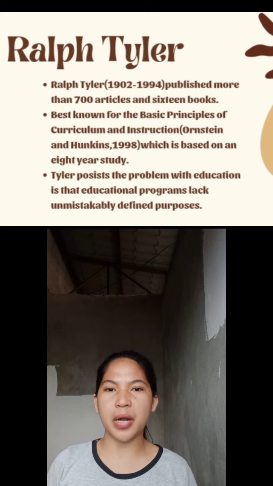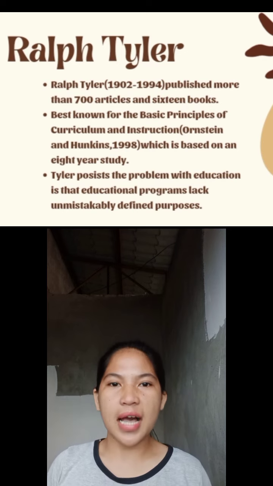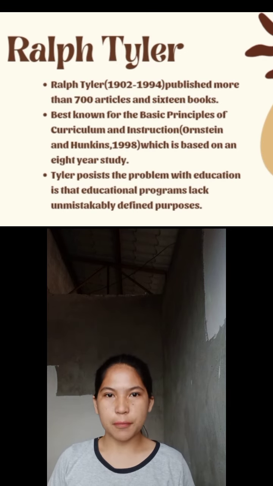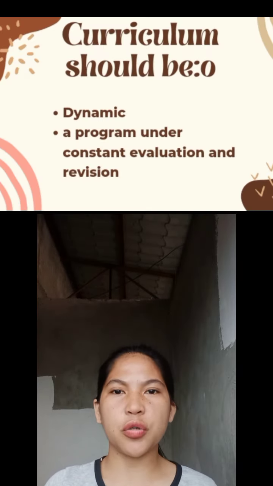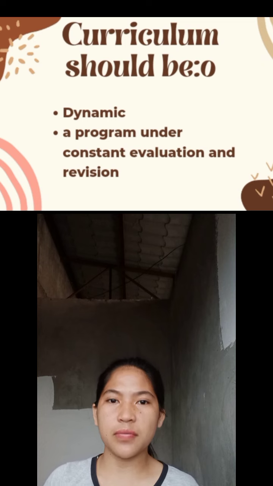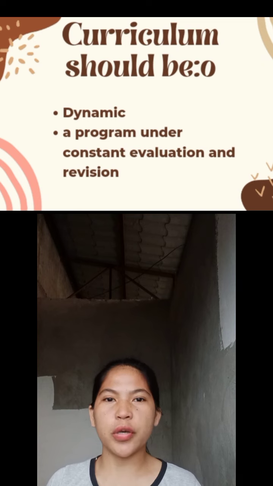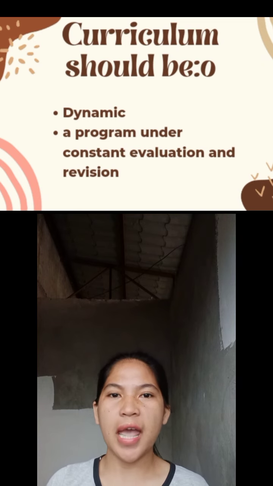Tyler posed that the problem with education is that educational programs lack clearly defined purposes. So, Tyler examined the needs of society to set specific objectives for the students' learning. Tyler presented the concept that curriculum should be dynamic, so that effective action and progressive activity will happen in regards to learning students and learning experiences. It is also a program under constant evaluation and revision. So this is a curriculum that evaluates the learner's needs.